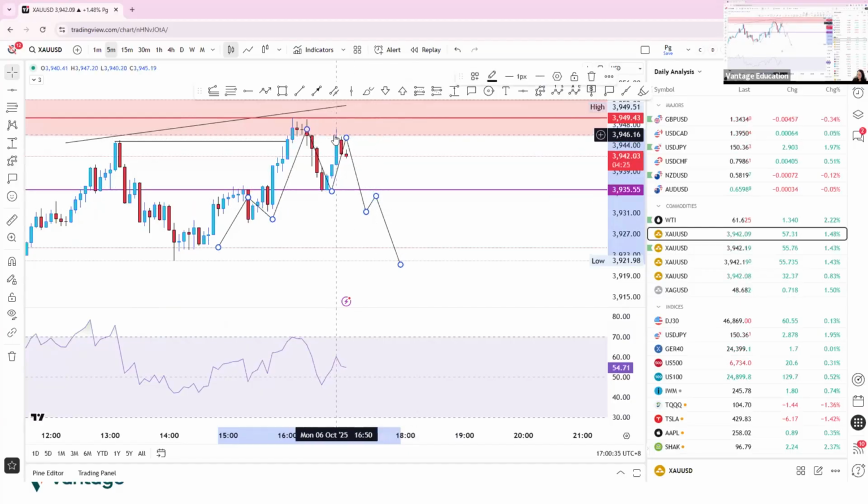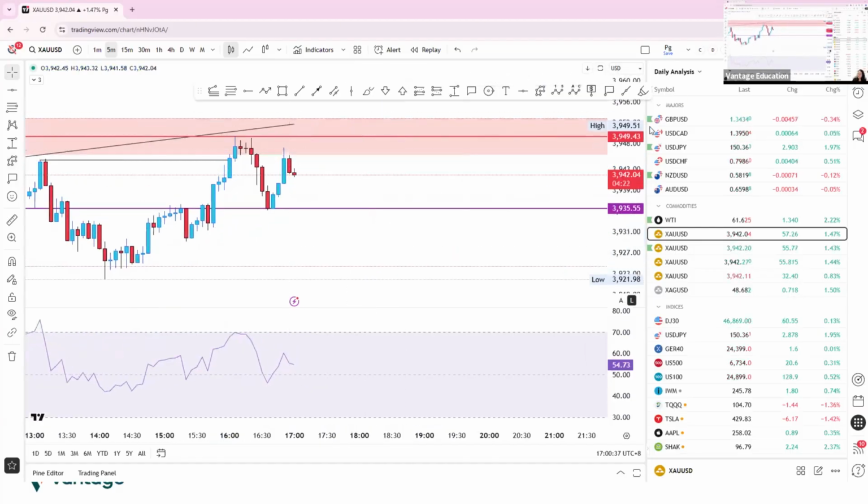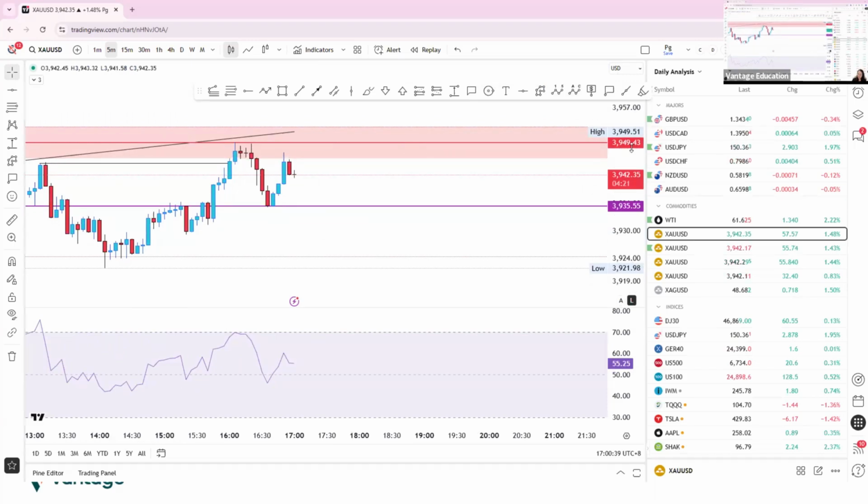They need to close below. But if you want to sell right now, up to you. Stop loss put above 49.